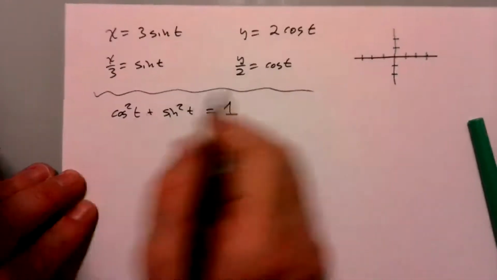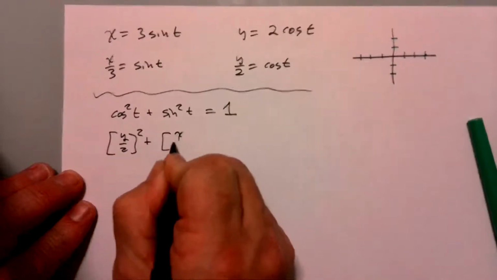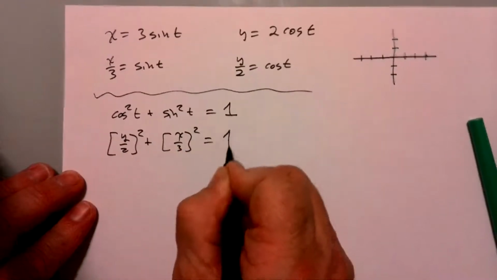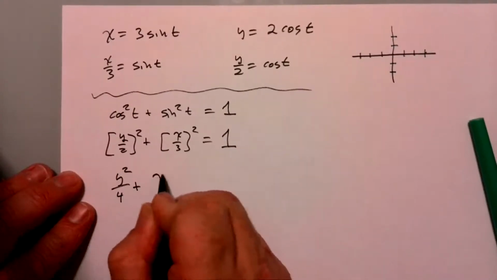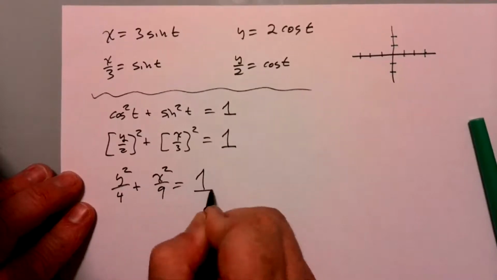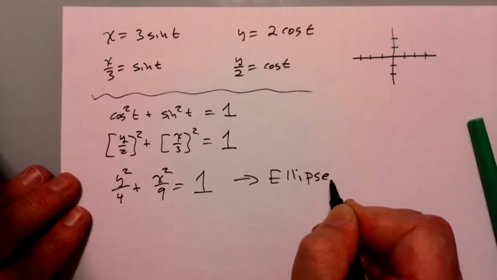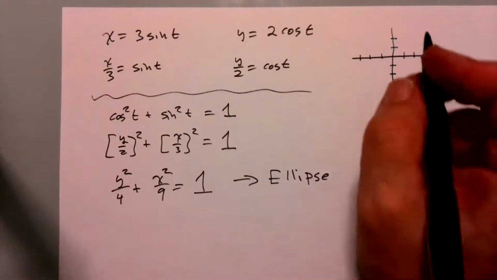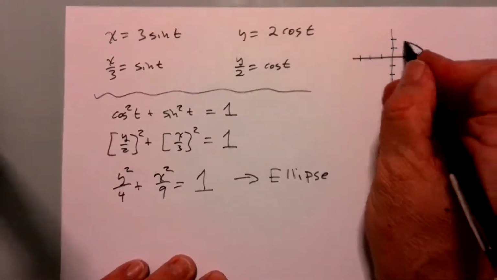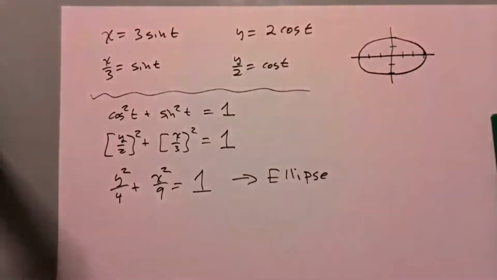So cos t squared, that's y over 2 squared, plus x over 3 squared is 1, and maybe you're starting to recognize this pattern. Y squared over 4 plus x squared over 9 equals 1. What is this? This is an ellipse. So we had answers that were focused on conic sections. That was good. Indeed, these things often are conic sections, and this is what that looks like. Okay, so we were able to successfully identify that.